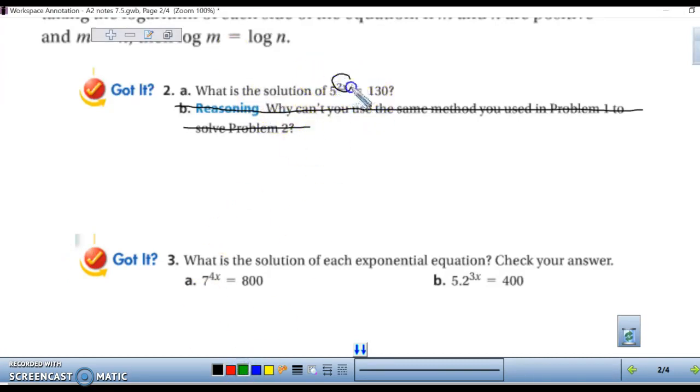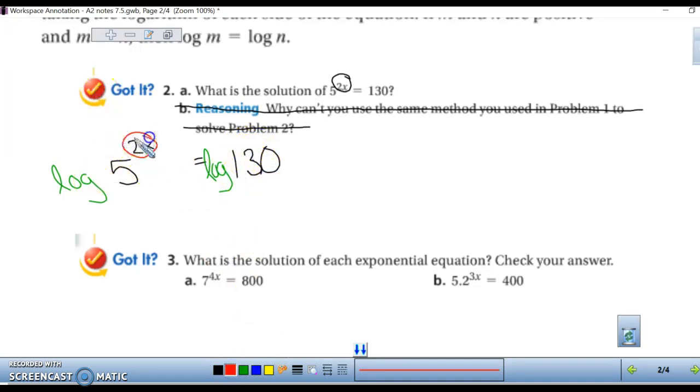So we need to get that 2x out of the exponent. So what we're going to do is take the log of both sides. So let me rewrite this. We have 5 to the power 2x equals 130. Now I'm just going to take basic log, so log base 10, and take that to both sides. Whatever you do to one side, you do to the other.